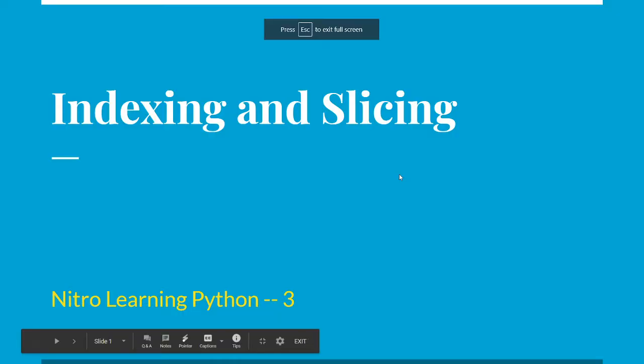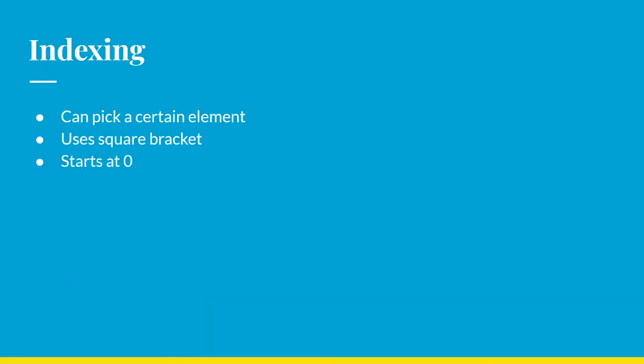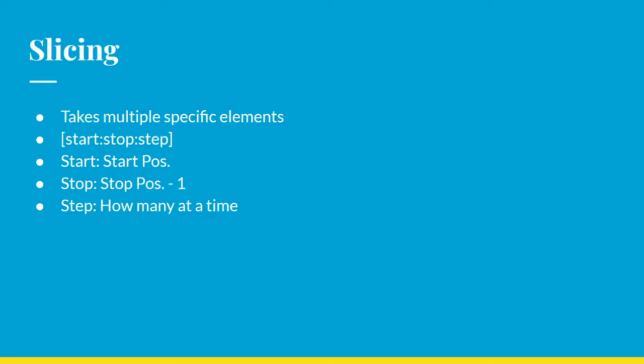So now that we've finished learning about those basics of strings, let's begin learning about indexing and slicing of strings. So you might be thinking, what's indexing? What's slicing? Well, indexing is how you can pick a certain element of a string, which is very useful in code. Its syntax uses a square bracket and starts at 0. We'll get more on that later.